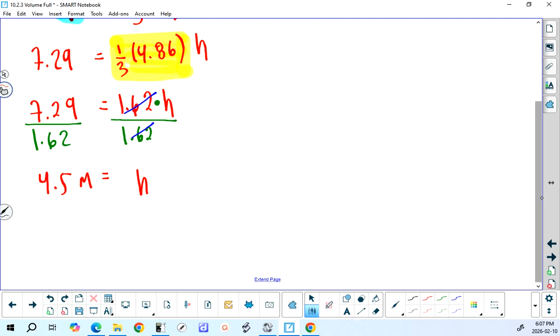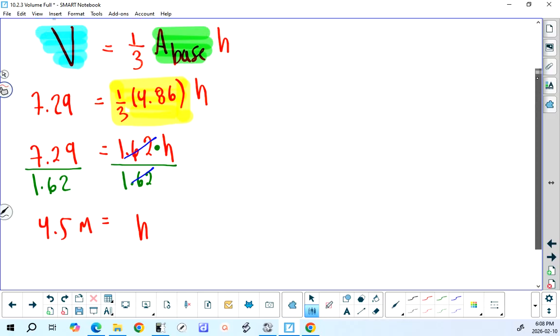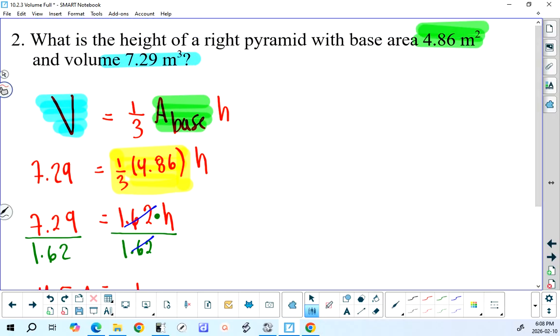It seems to me when we did these types of problems with areas, we checked. Well, I'm not going to, but you could take that 4.5 meters along with the base area and put it into your volume formula and calculate the volume. You're going to get 7.29. You can trust me on that.